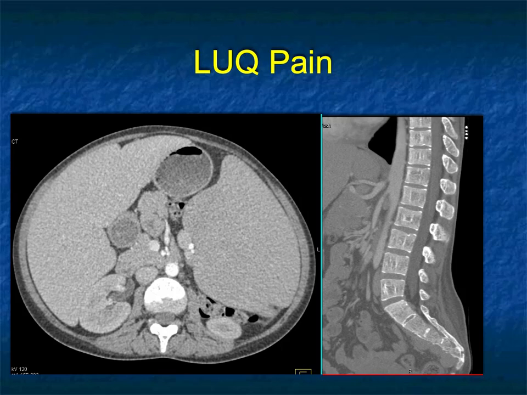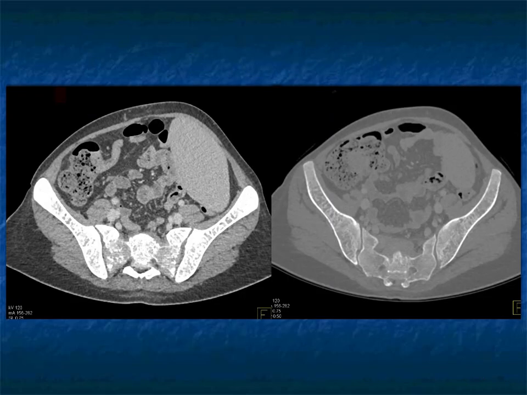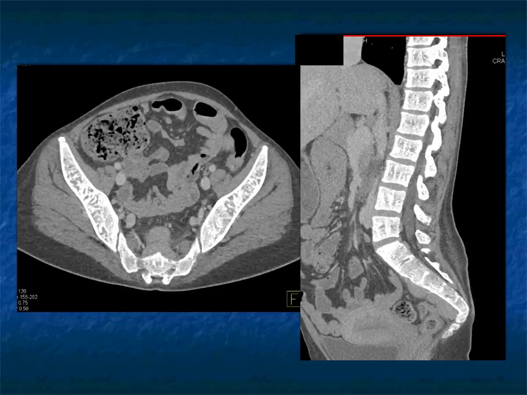Left upper quadrant pain. You see a big spleen. There's lots of possibilities, but then I'm showing you irregular bones. There's something sclerotic about the bones. And then I'm showing you the bones are also infiltrated, and there's something going on in the presacral space, which is better seen here. Now you could say, well, maybe this is tumor with a big spleen, but then how do you explain the bones?